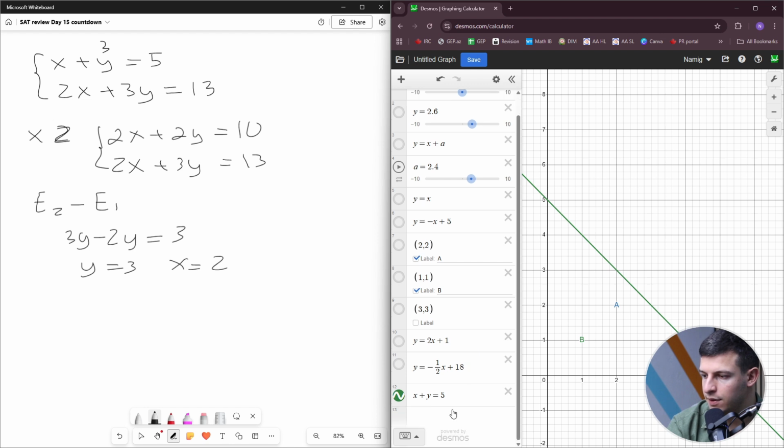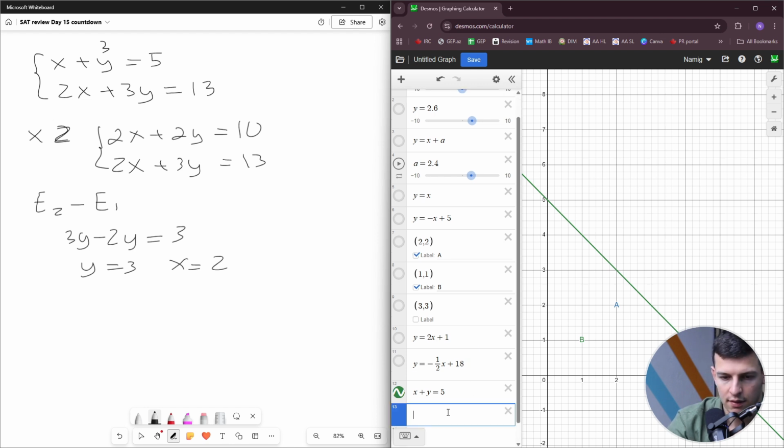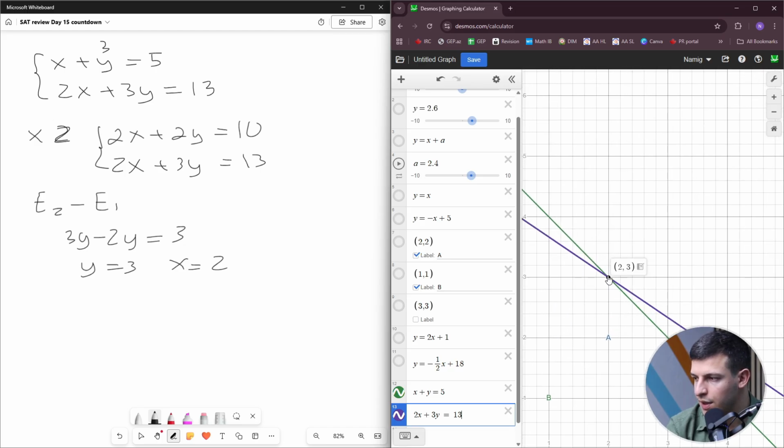And the other one is 2x plus 3y equals 13. There you go. Now we see that these two lines are intersecting. Where? At point 2 and 3. Now how easy was that? We just found the solution to this equation without solving them by using decimals.